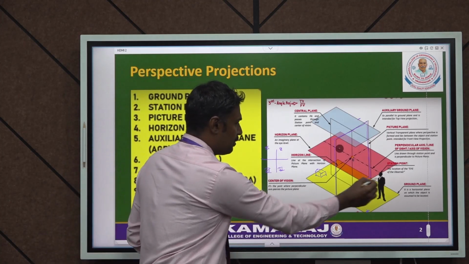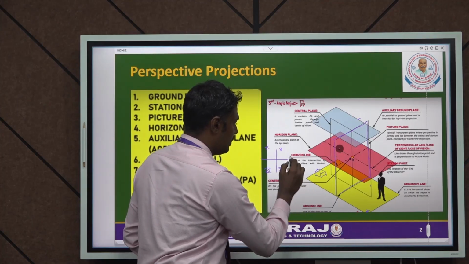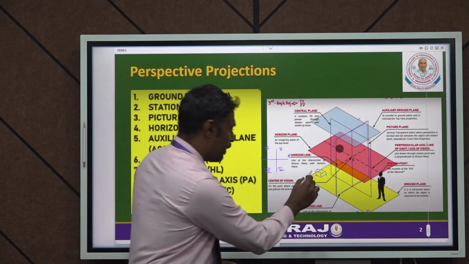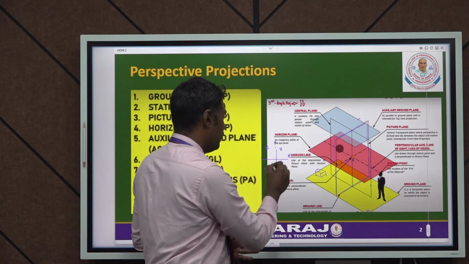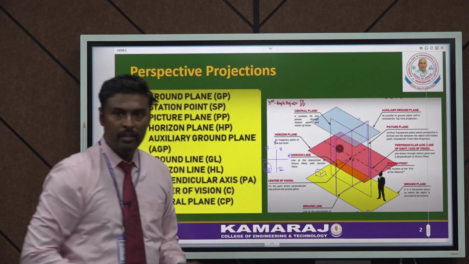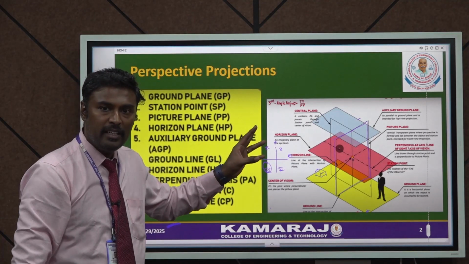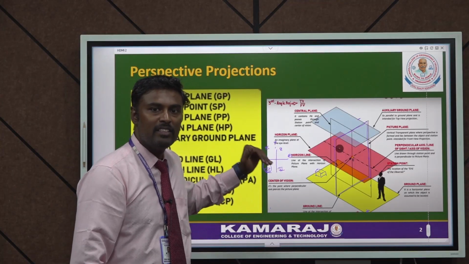If an observer is lying here, this is the eye contact of the observer. So if we are going to look at this particular object which is behind the picture plane, this is the picture plane, and the object is located here. So in this perspective projection, the object always lies in the third quadrant.